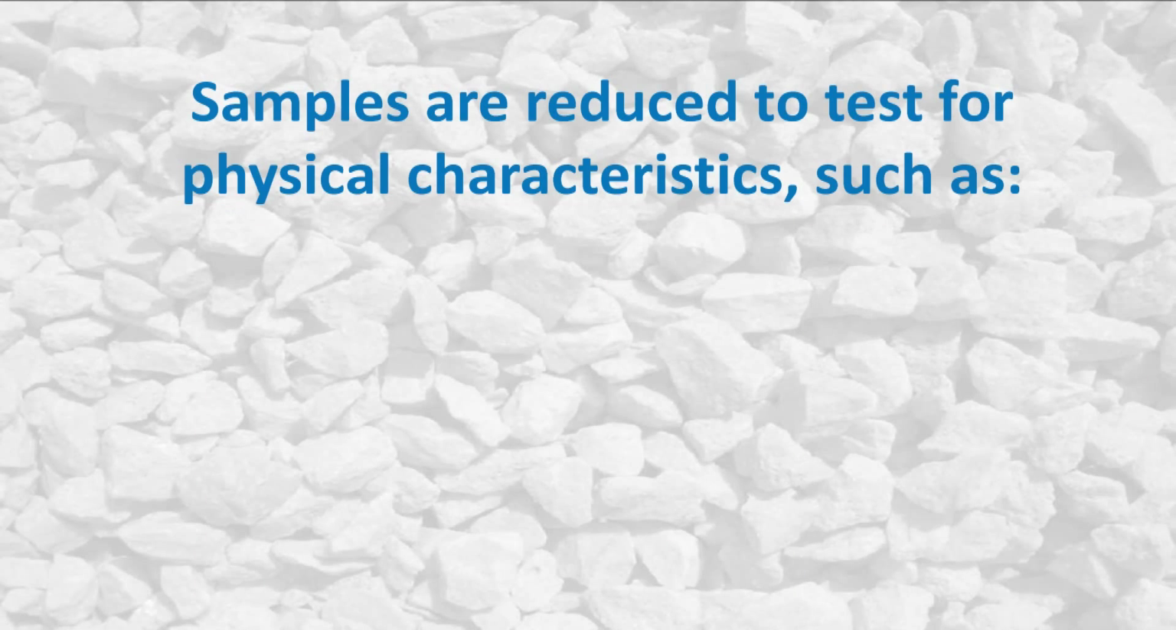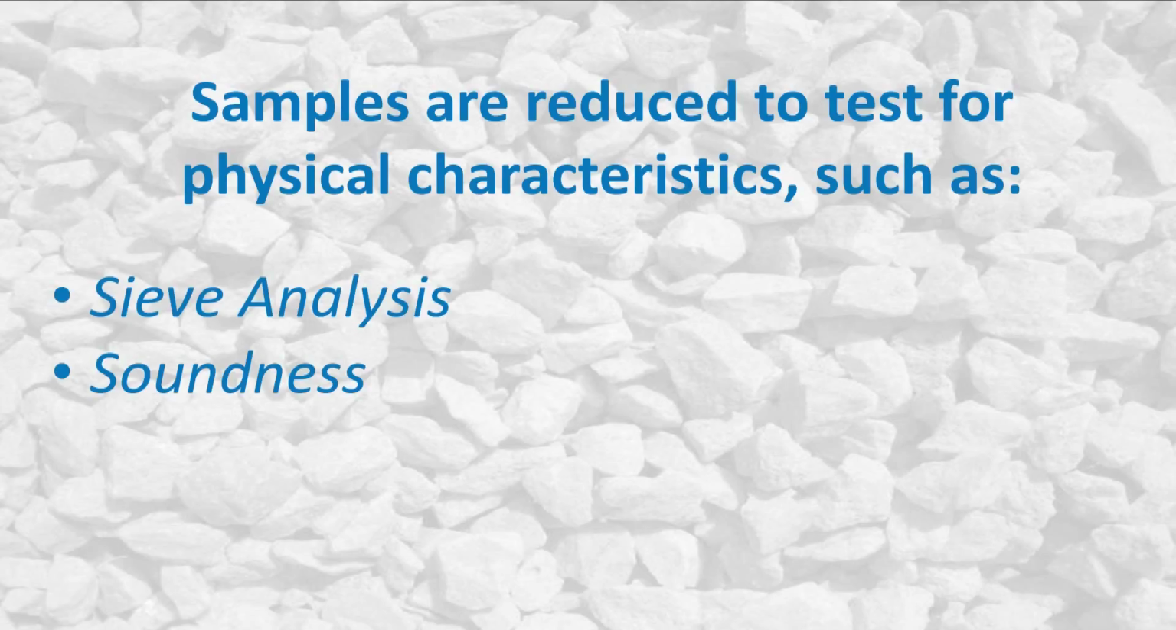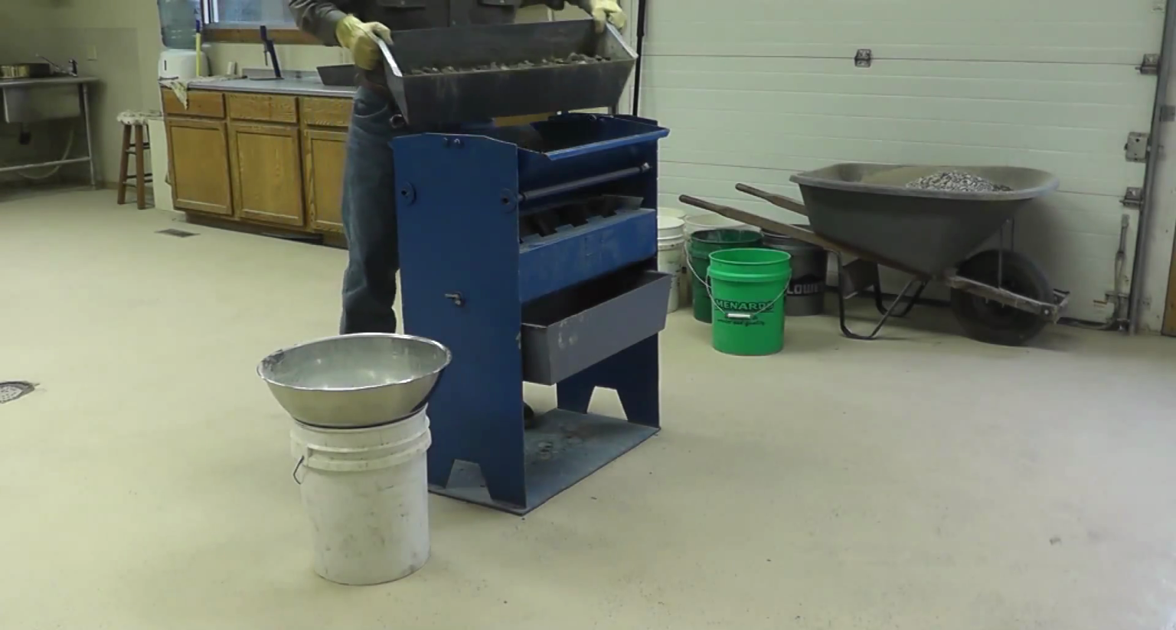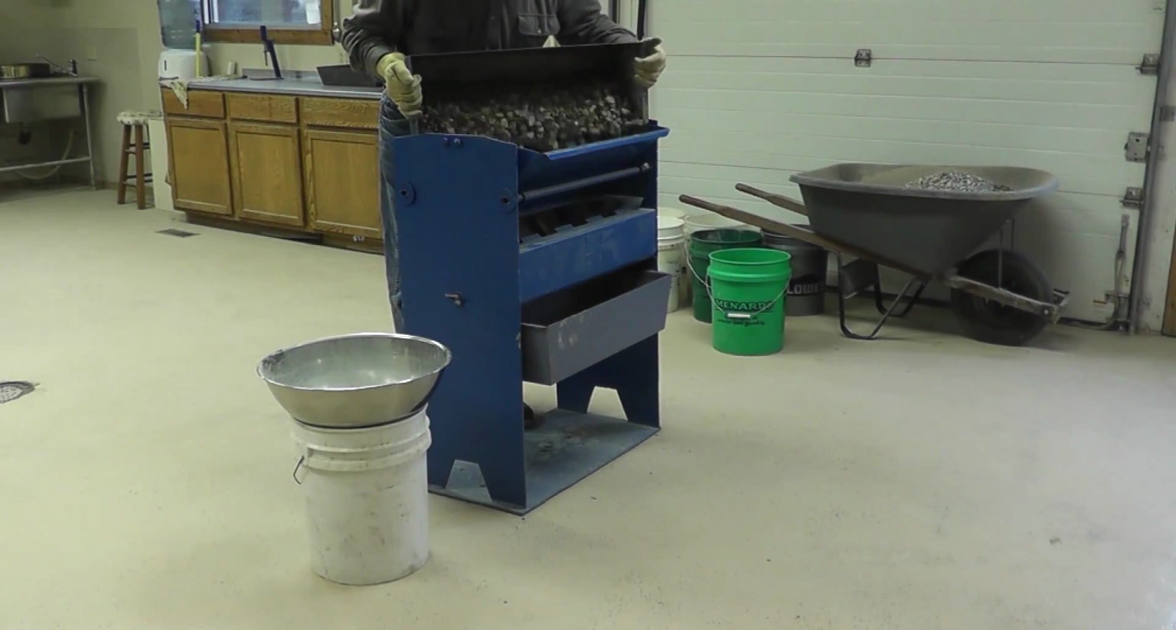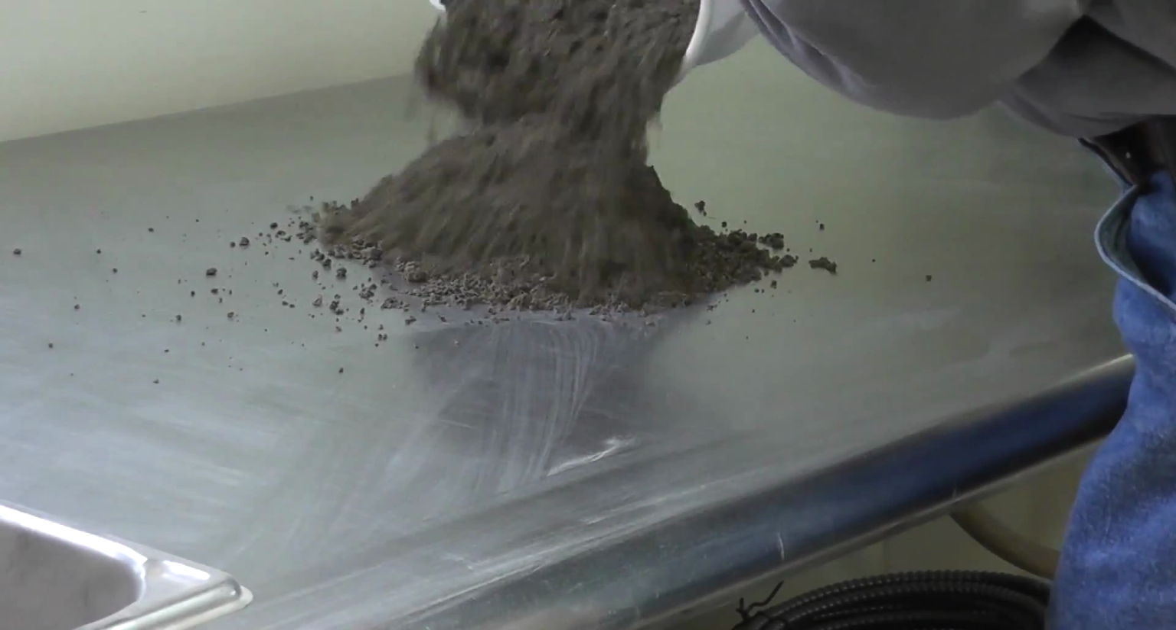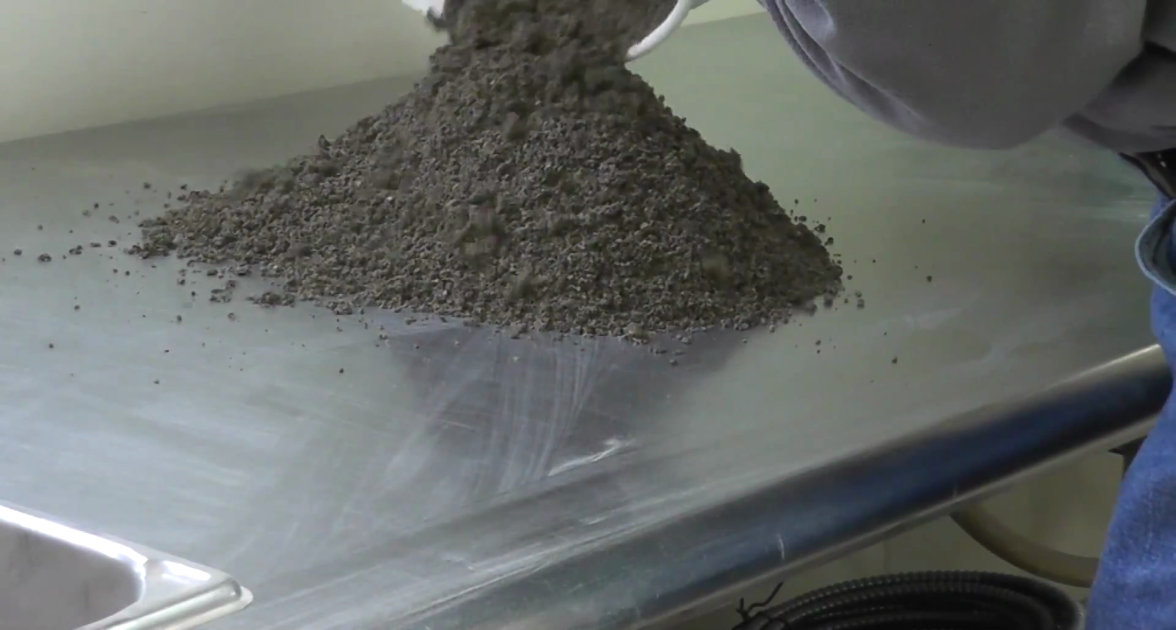The field samples of aggregate must next be reduced to an appropriate size for testing to determine physical characteristics, such as sieve analysis, soundness, hardness, etc. The methods described in this test method are intended to minimize variations in the aggregate characteristics between the smaller test sample and the larger field sample.